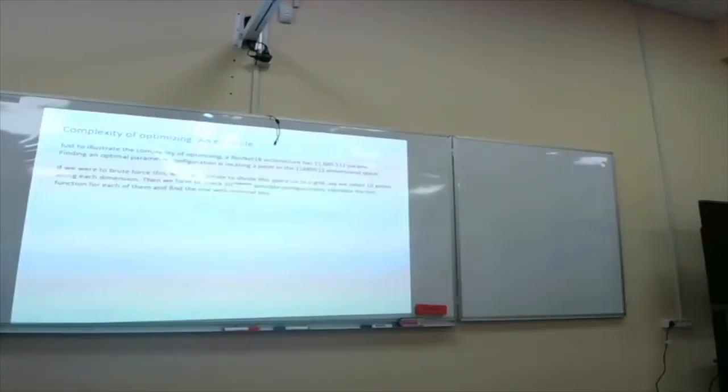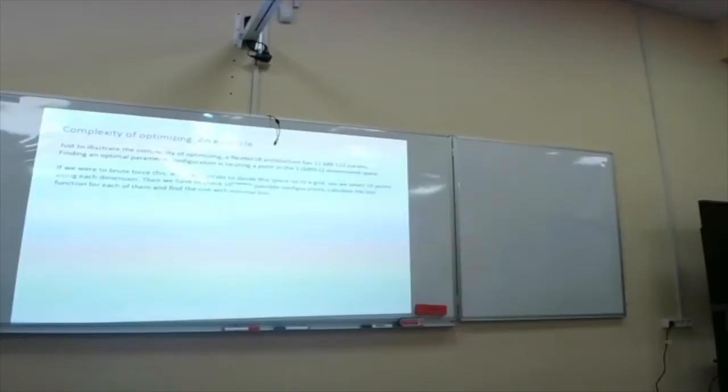If we use a brute force approach, a known enumerative approach which proposes to calculate the value of a function at each point of a grid, we should divide the space into a grid. If we select only 10 points on each dimension, we will have to check this number of possible configurations, calculate the loss function for each of them, and find the best.